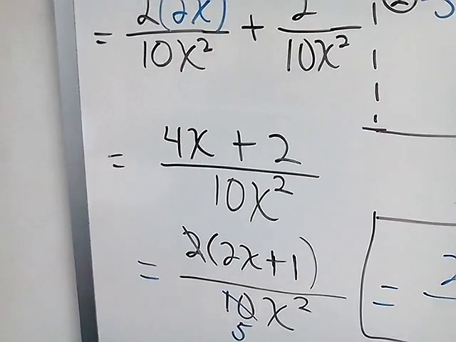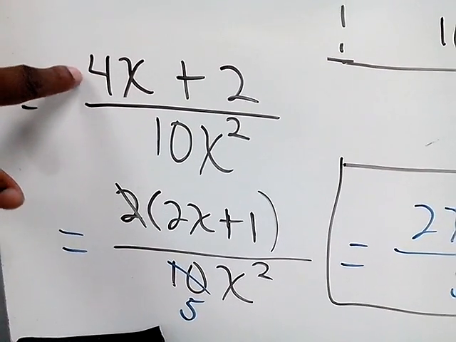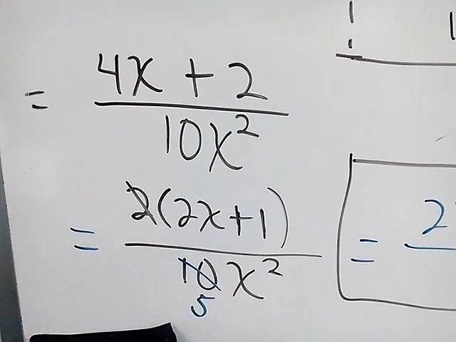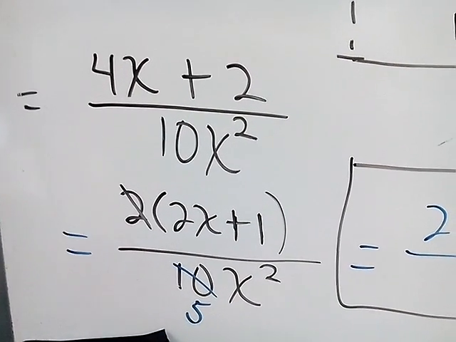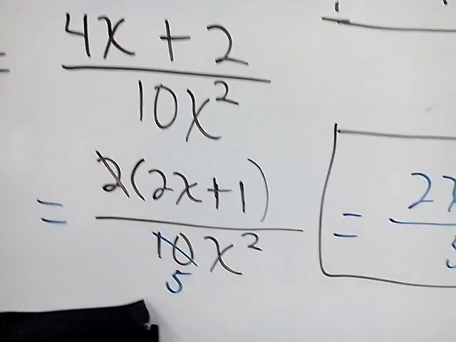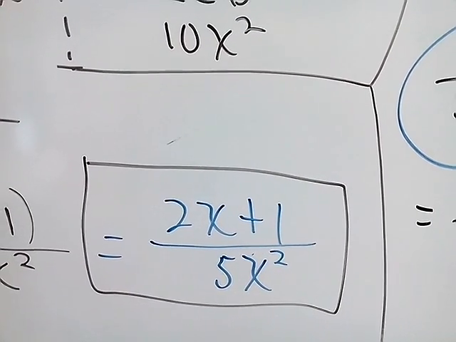We factor out the top of our fraction, factor a 2 out, and then at that point we can say 2 goes into 10 5 times, and that's going to leave us with 2x plus 1 over 5x squared.